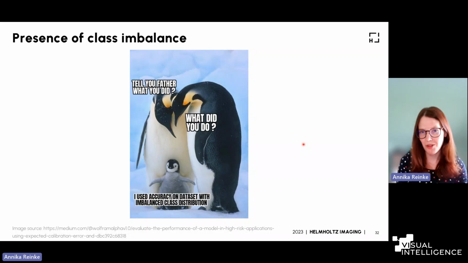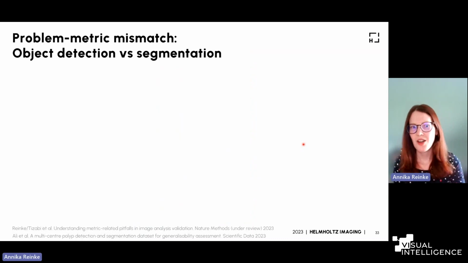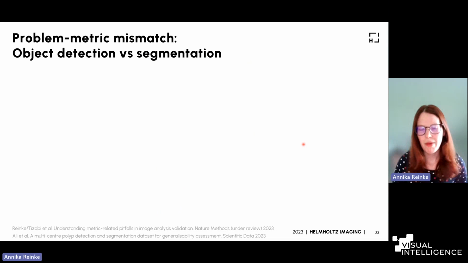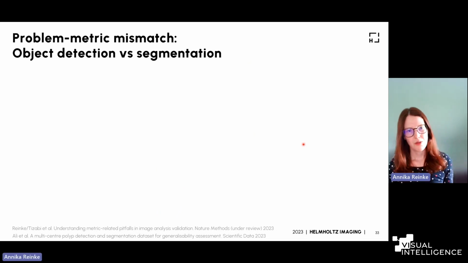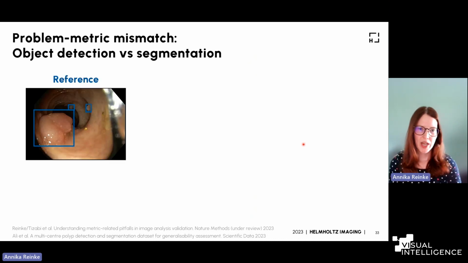But there are other pitfalls that may not be so obvious. For example, often the problem is not phrased correctly, or there's a problem metric mismatch. For example, what we often saw is that there was an object detection problem, but a segmentation metric to validate this. So let's suppose we have this example.